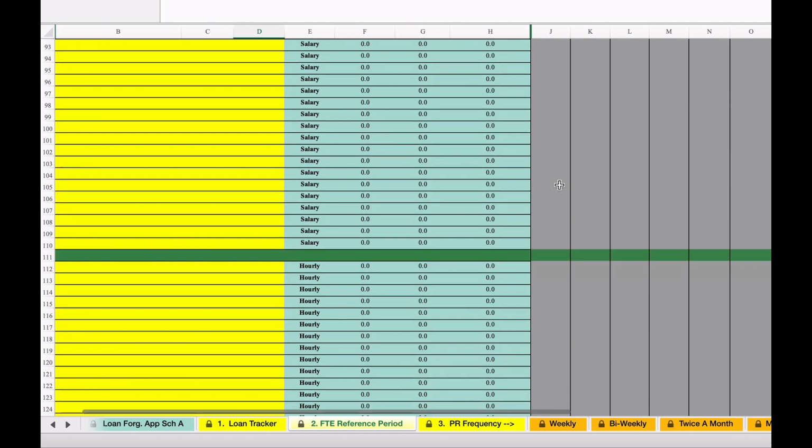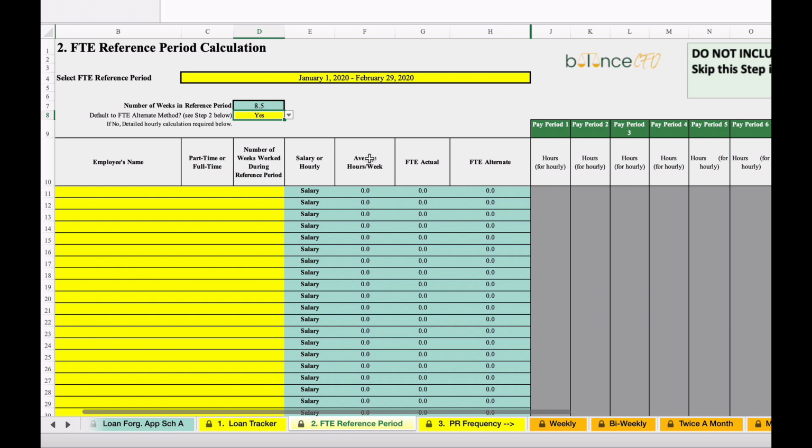Then when we come down to our hourly employees, so really quickly, salary is up here. This is important to know, so don't start putting hourly employees up here.